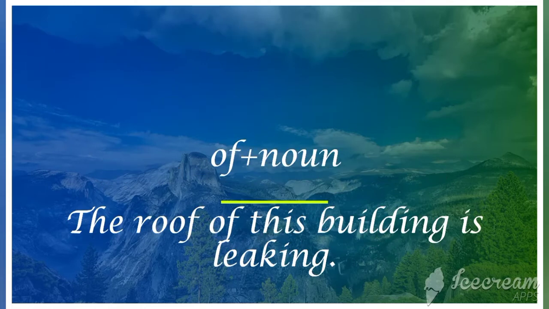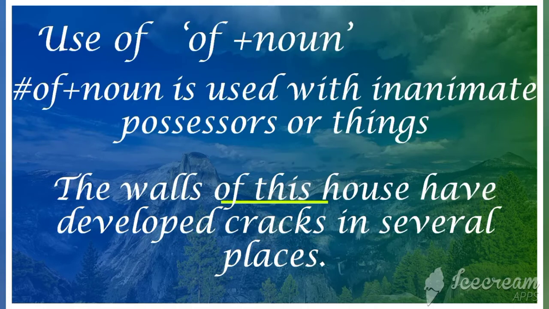And the next form is of plus noun. This is usually used with the names of non-living things. For living things we use noun plus apostrophe plus s, and for non-living things we use of plus noun. For example, here it is given, the roof of this building is leaking. Of this building. And then we are going to study the uses of of plus noun.